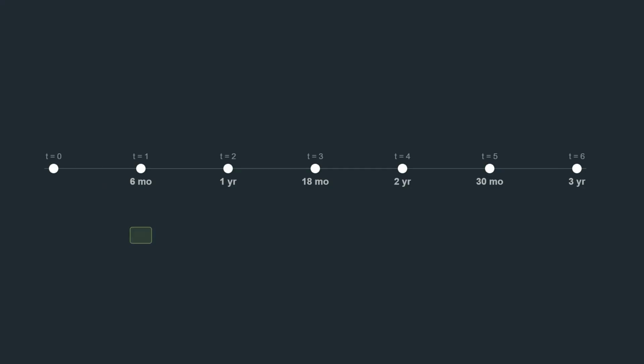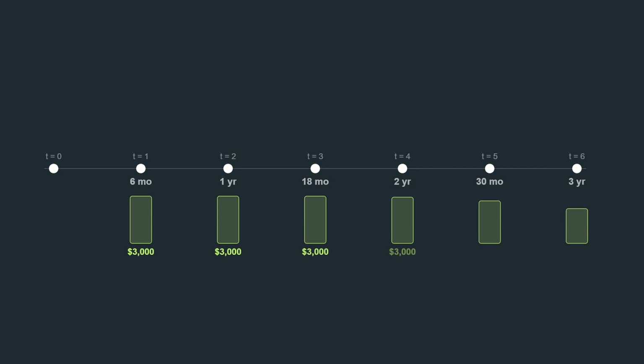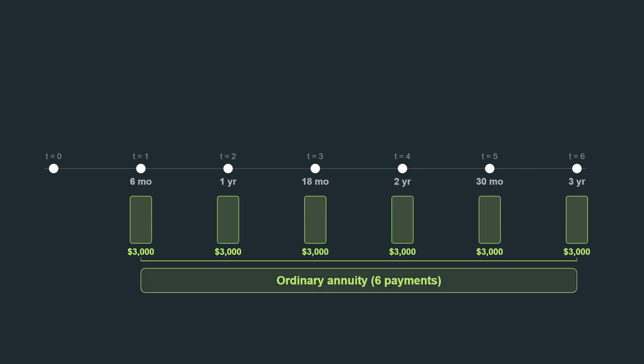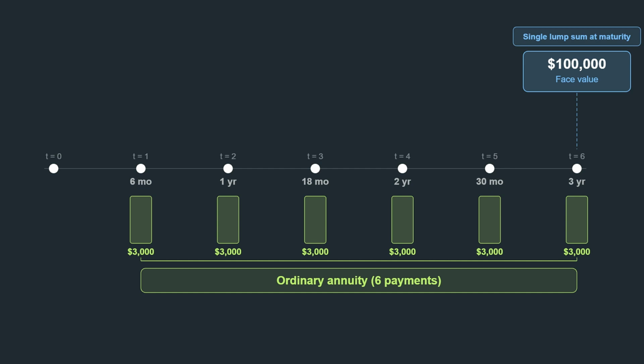So let's now look at a present value example. Assume a company is issuing bonds with a face value of $100,000 and a 6% coupon rate with coupons paid semi-annually. The bonds mature in 3 years, which means the bond will pay $3,000 twice a year for 3 years, with the first payment occurring in 6 months. And at the end of the third year, the $100,000 face value will be repaid.